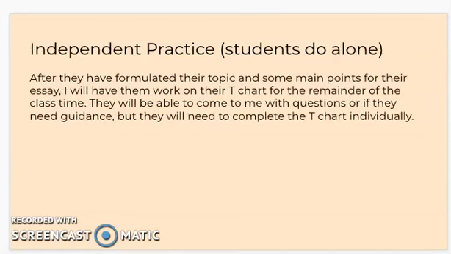After they have formulated their topic and some main points for their essay, I will have them work on their T-chart for the remainder of the class time. They will be able to come to me with some questions or if they need guidance, but they will need to complete the T-chart individually.